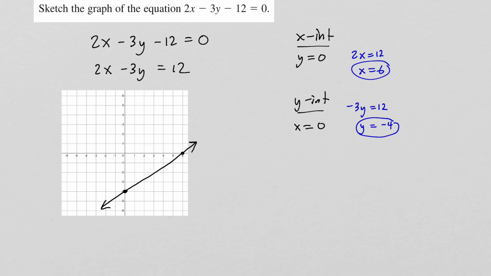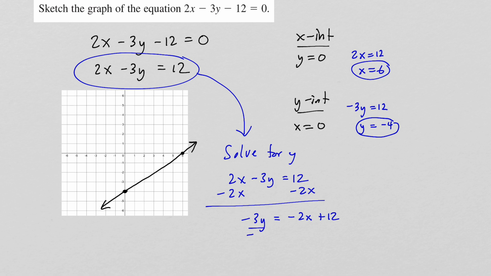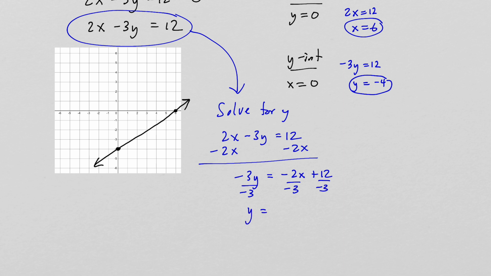Now, there is another way to graph this equation. All you need to do is take the equation you have here and solve for y. So 2x minus 3y equals 12. If I subtract 2x from both sides, we get negative 3y equals negative 2x plus 12. Then we divide everything by negative 3, and we get y equals positive 2/3 x minus 4. Now we can see the slope of this line is 2/3 and the y-intercept is -4.